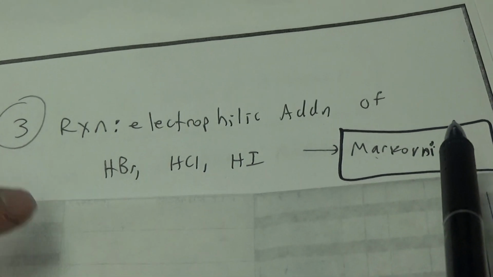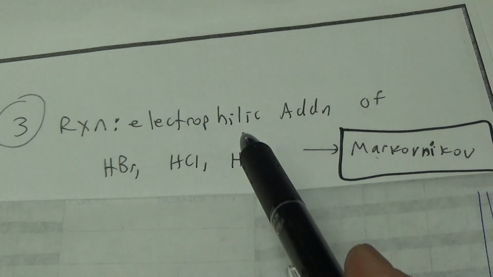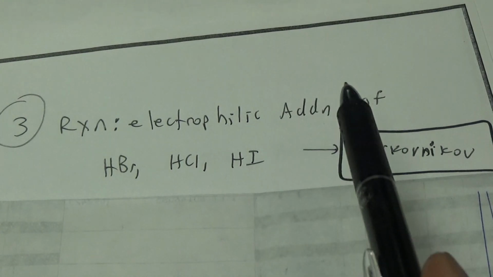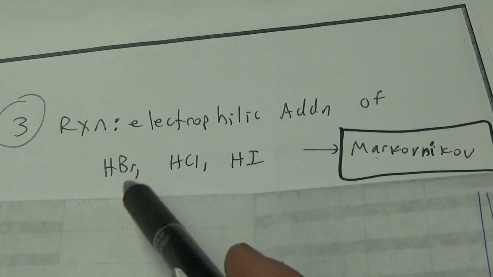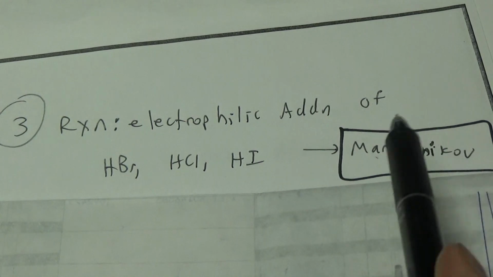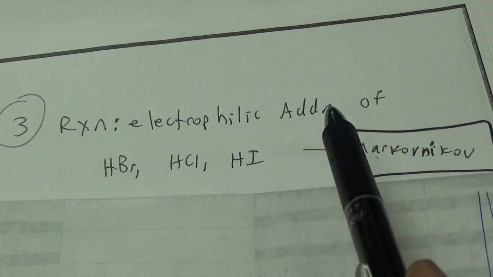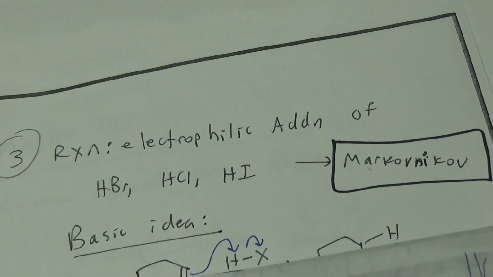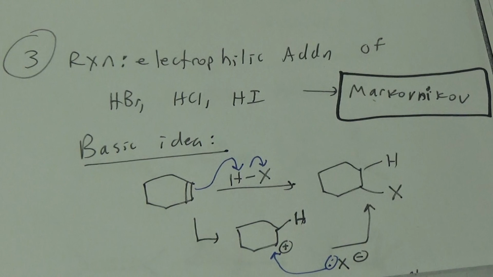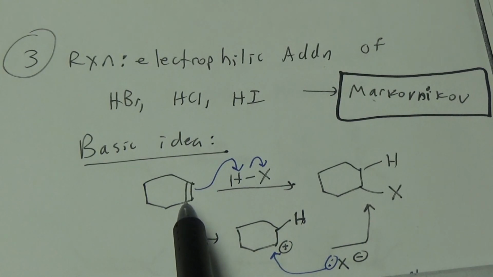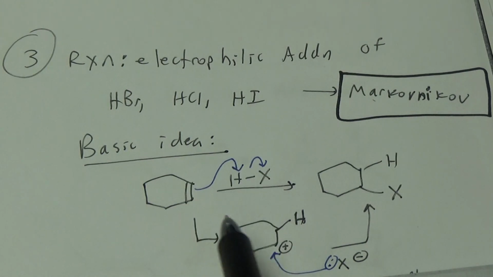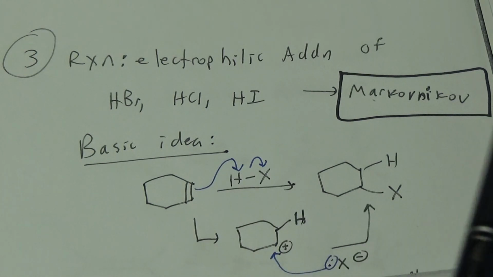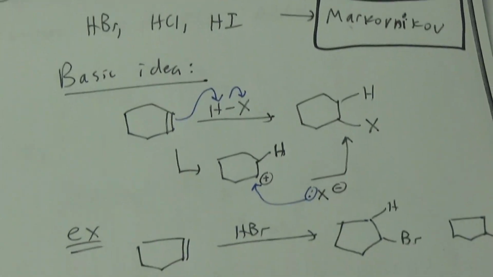Markovnikov meant that if you have an alkene, and these are all alkene reactions, the halogen part, the Br, chlorine or iodine, would add to the more substituted side of the alkene. That's what Markovnikov meant. More substituted, alright? So here's a simple example, cyclohexene, some HX type thing. Alkene attacks the HX, makes a carbocation, X minus attacks, and you get the product, alright?